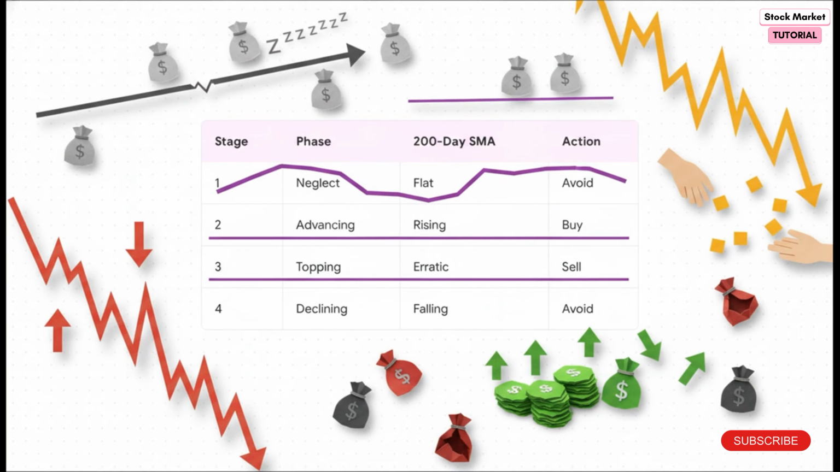Before we even think about looking at individual chart patterns or obsessing over earnings reports, we have to identify the broad macroeconomic environment. Basically, a stock's life cycle cycles through 4 distinct stages. Stage 1 is the neglect phase. It's just dead money moving sideways around a flat 200-day moving average. Stage 3 is the topping phase, where volatility gets really erratic and the smart money actually starts distributing their shares. And stage 4, that is the markdown phase, which is just total capitulation.